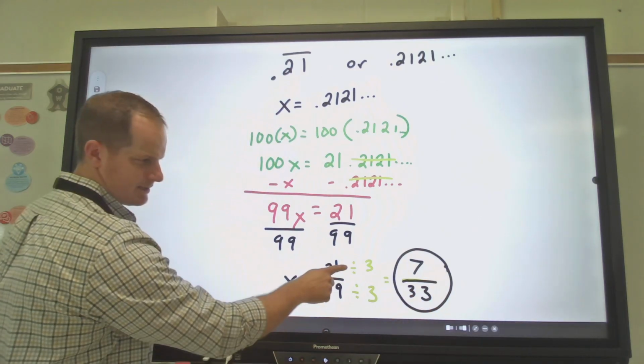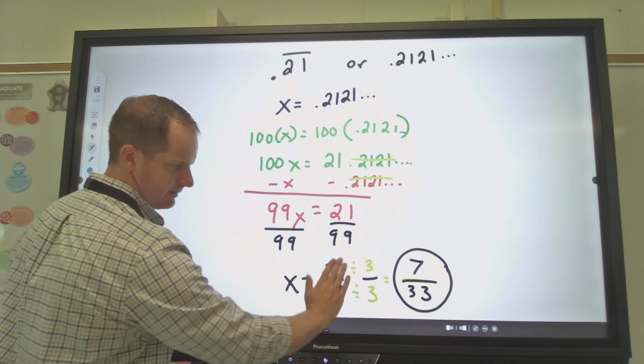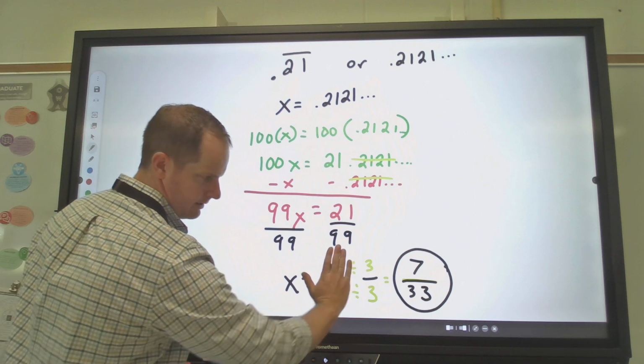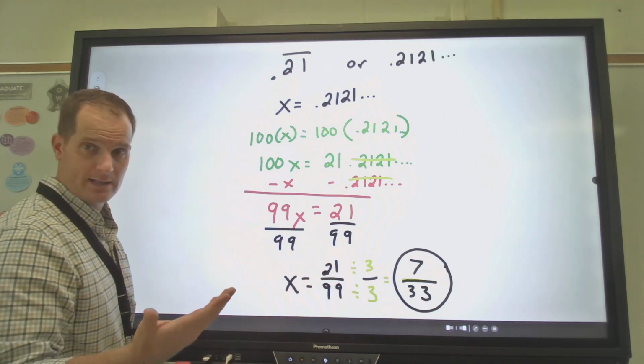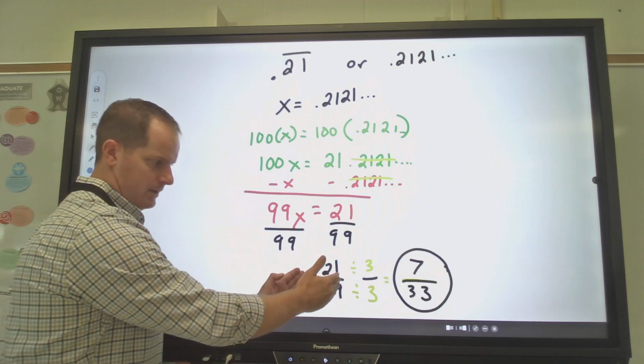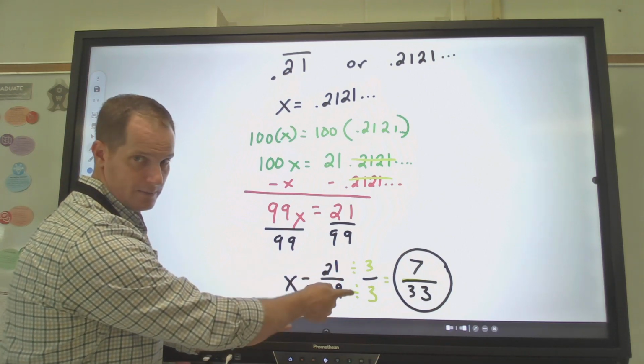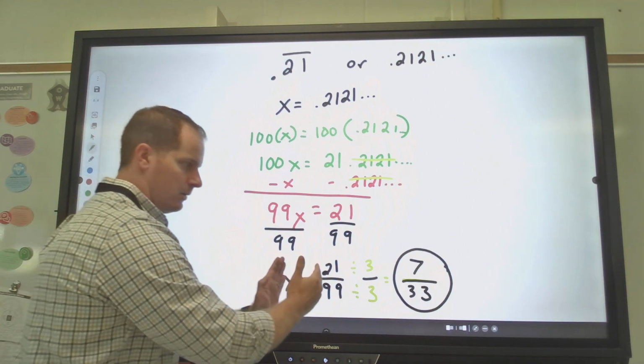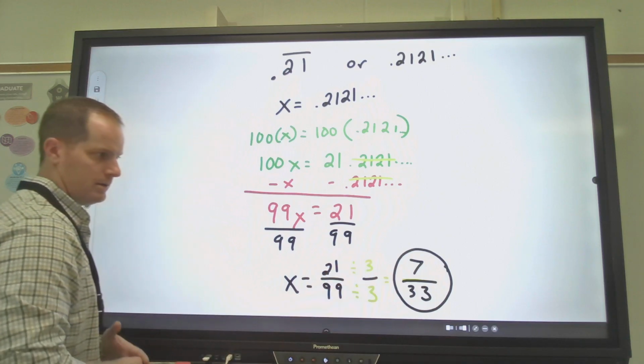Now again, we're not necessarily dividing by 3, we're actually dividing by 3 over 3, which is 1. Any number divided by 1 is itself, so we are saying that 21/99, yes, we're dividing by 3 on the top and the bottom, which is actually like 1, we end up with 7 over 33.